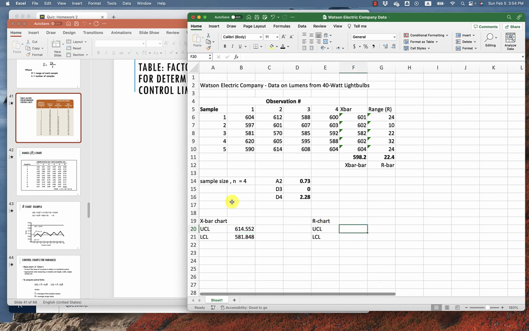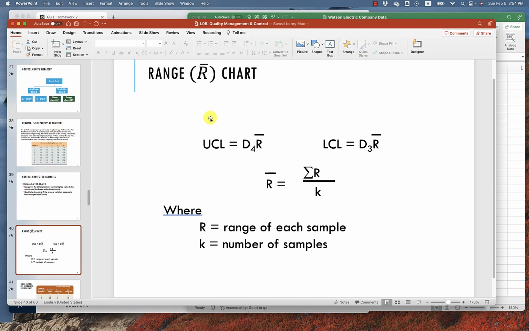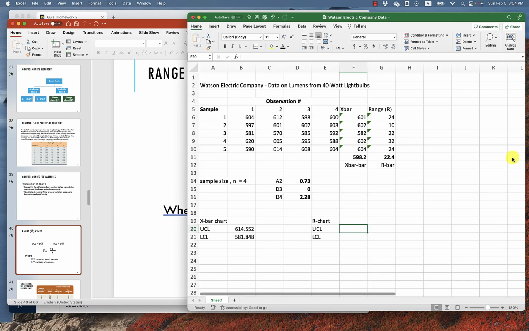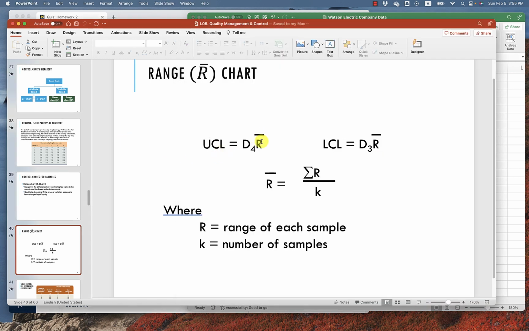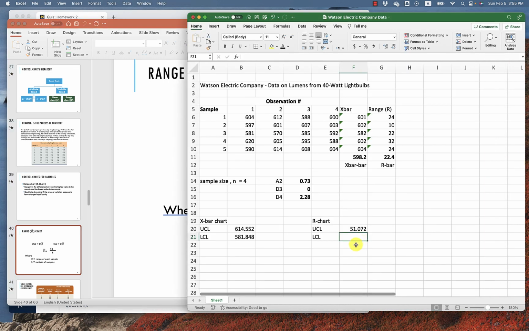And then for the R chart, the formulas are right here. It's D4 times R bar for the upper control limit, and D3 times R bar for the lower control limit. So the upper control limit is D4 times the average range. R bar means the average of the ranges. And then the lower control limit is going to be D3, which is 0. Anything multiplied by 0 will give us 0. So these are the answers: the control limits for the X bar chart and the R chart.